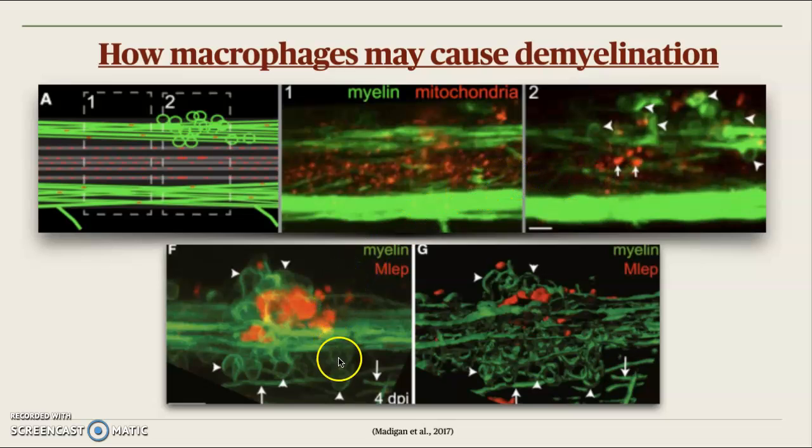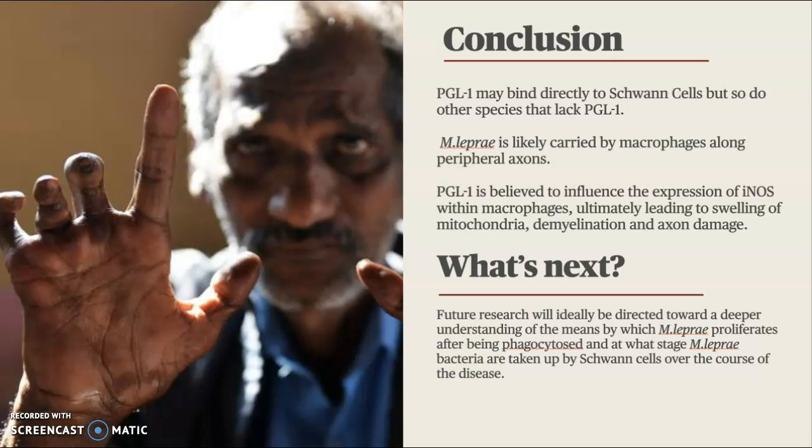And here, F and G, F is an image and G is a rendering of that exact same thing, but closer. So you can observe in great detail the demyelination and the swollen mitochondria as a result of the nitric oxide. So what does all this mean, and how has it changed the research into M. leprae?